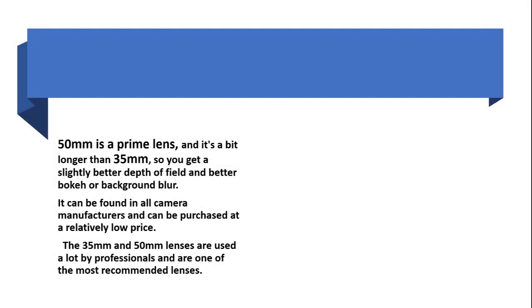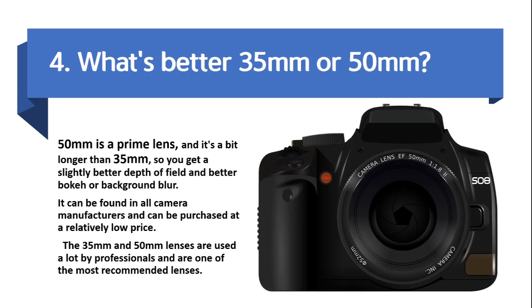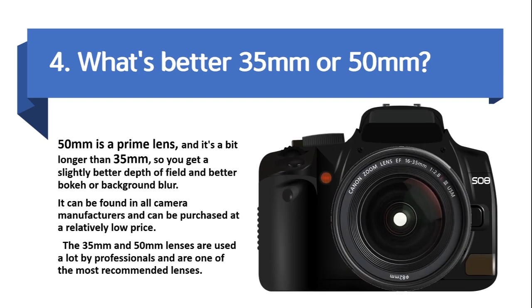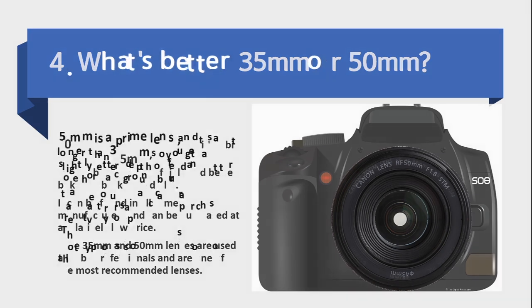4. What's better, 35mm or 50mm? 50mm is a prime lens, and it's a bit longer than 35mm, so you get a slightly better depth of field and better bokeh, or background blur. It can be found from all camera manufacturers and can be purchased at a relatively low price.